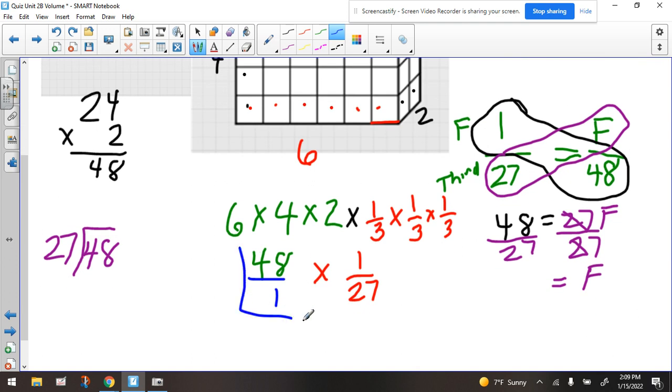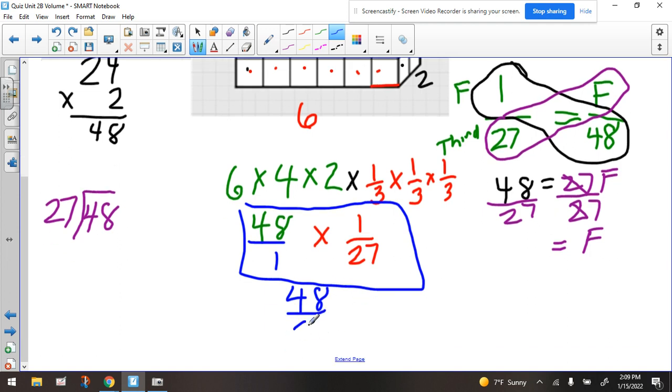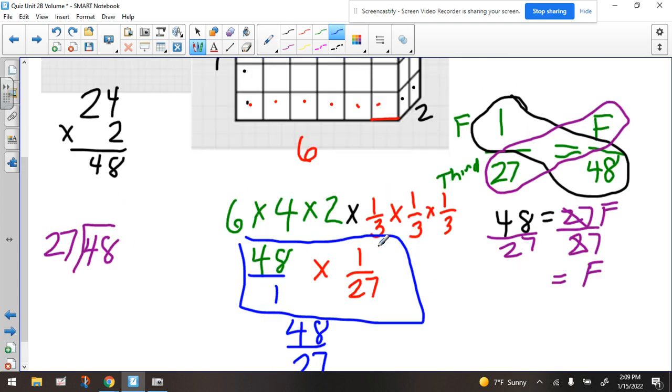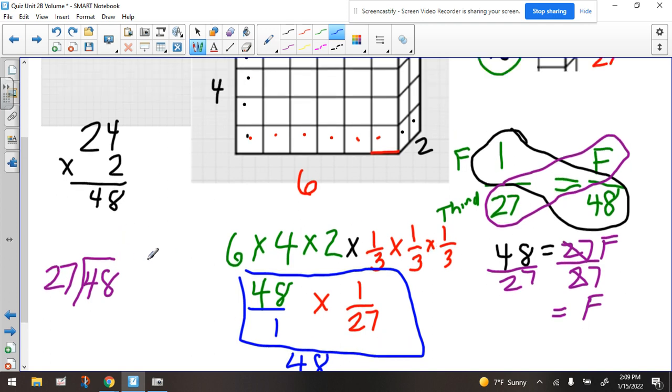This really means 48 divided by 27, right? Because this is 48. If we do 48 times 1, we get 48. If we do 1 times 27, we get 27. So we're back to this idea of 48 divided by 27. So finish up that computation, how you think of it. If you think of it as a ratio or you think of it as this expression and simplifying that expression, both will lead you to the same answer.